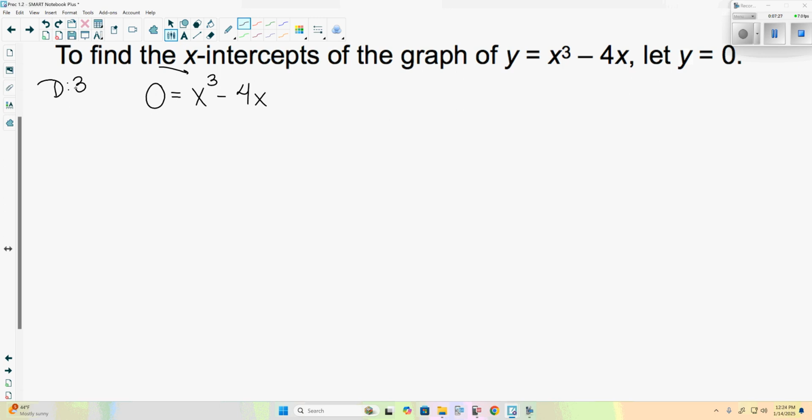Now we can do this by factoring. Is there a greatest common factor? Is there something in common with both of these terms? X. And we can factor that greatest common factor out. Because if we factor x out of x cubed, we're left with x squared minus 4.